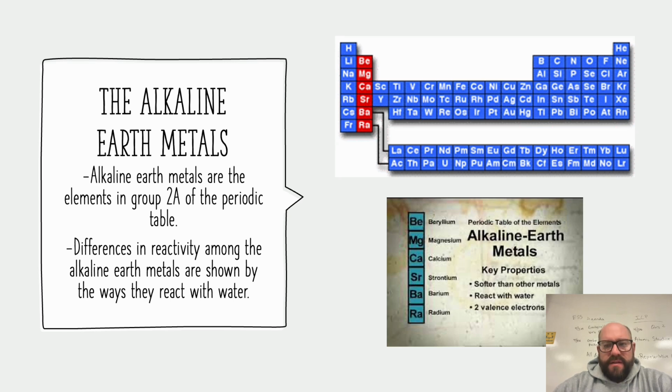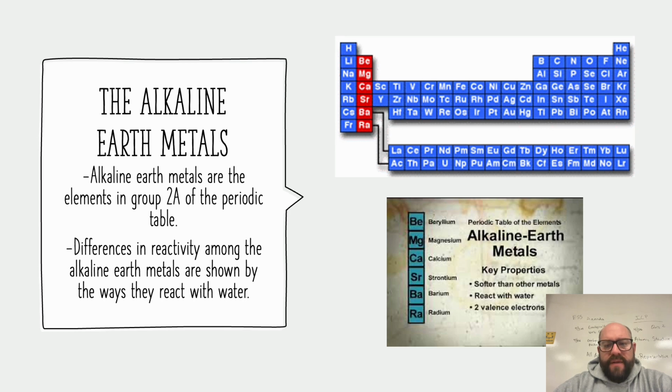The differences in reactivity among the alkaline earth metals are shown by the way they react with water. Calcium, strontium, and barium react easily with cold water. Magnesium will react with hot water, but no change appears to occur when beryllium is added to the water.